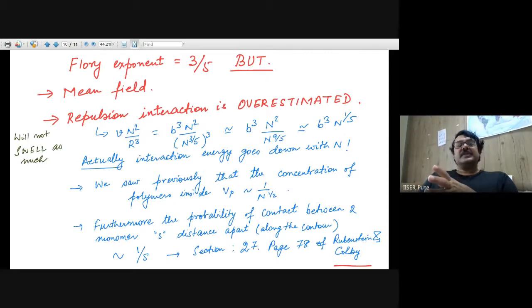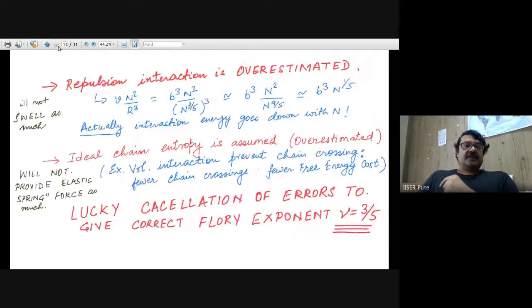What is the consequence? There's not so much repulsion. As a consequence, the chain will not swell as much. The free energy cost for swelling, we have overestimated it, so it won't swell that much. Furthermore, the repulsion interaction is overestimated.